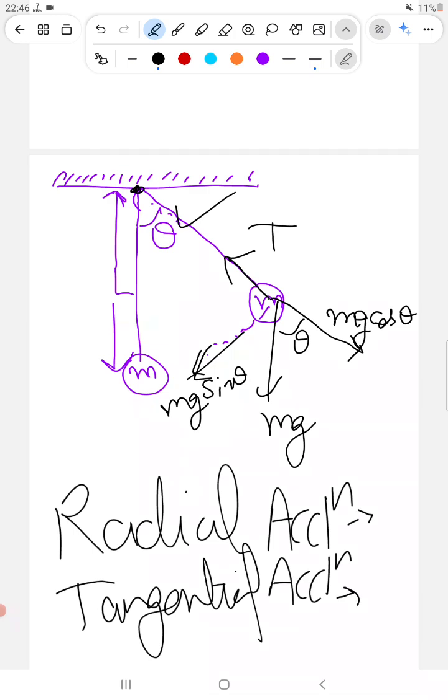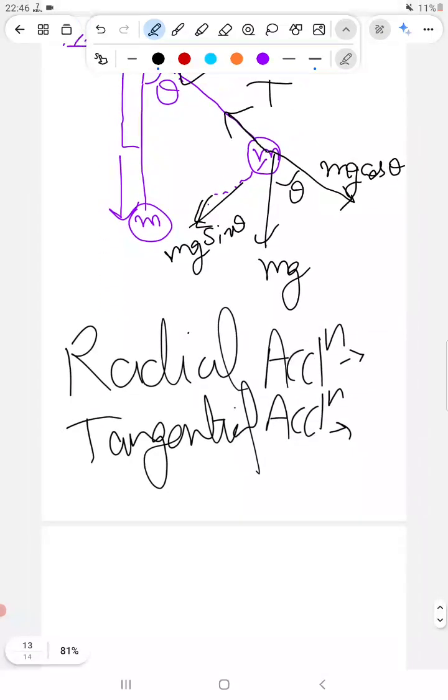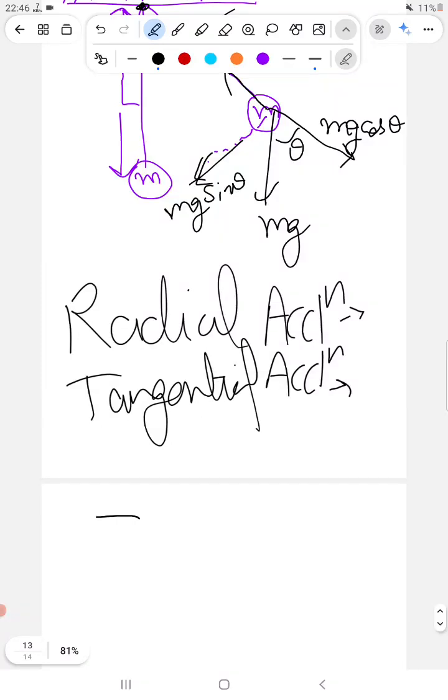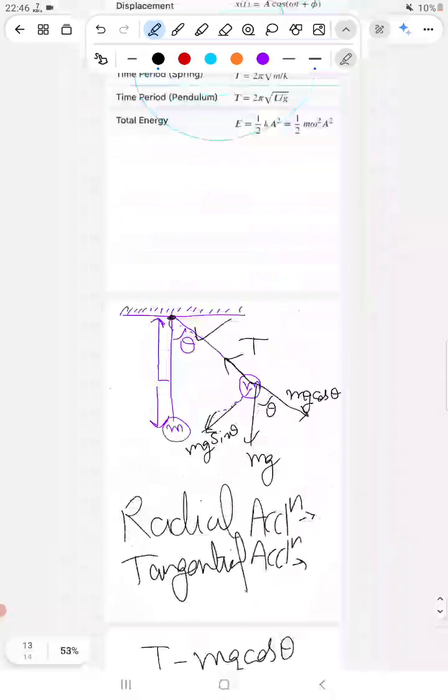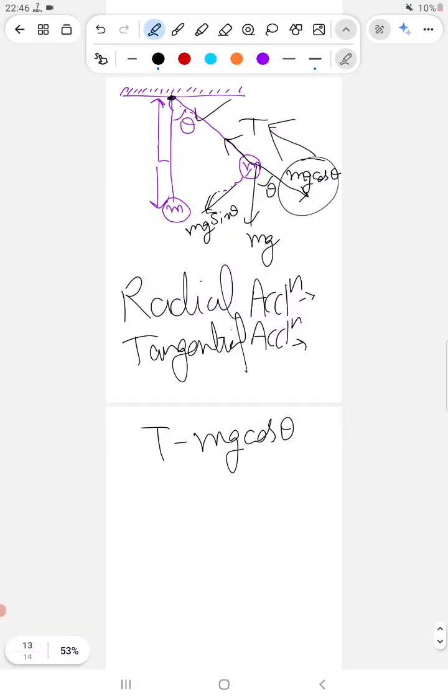Radial acceleration is nothing but the centripetal acceleration, acting towards the center along the radius. So radial acceleration is provided by T minus mg cos theta along this radius, because if you take the component of mg upwards, it becomes T minus mg cos theta. And tangential acceleration is provided by mg sin theta.